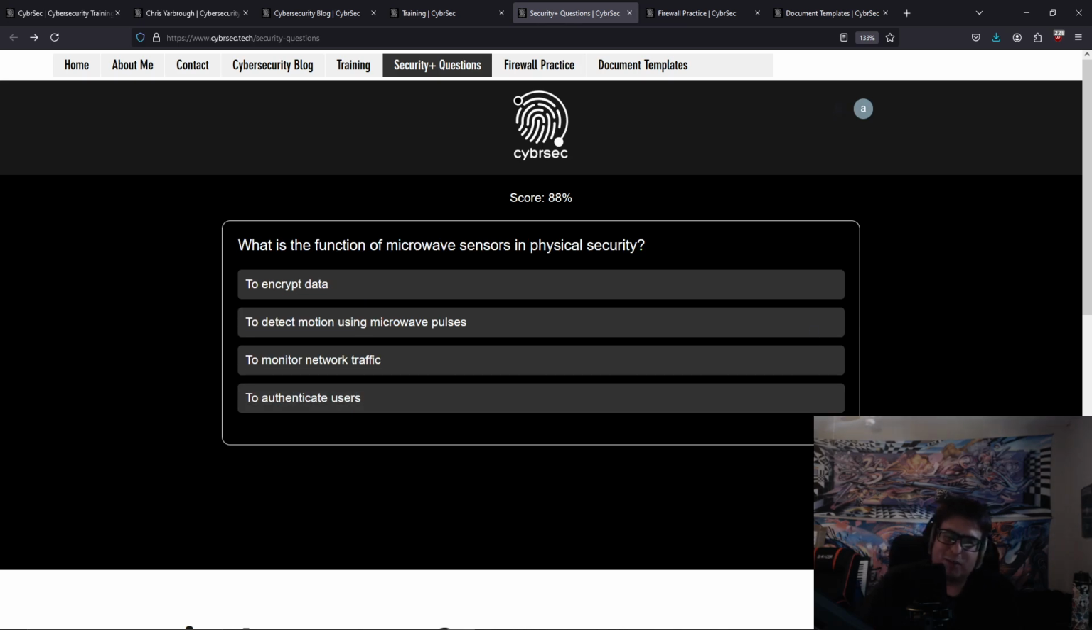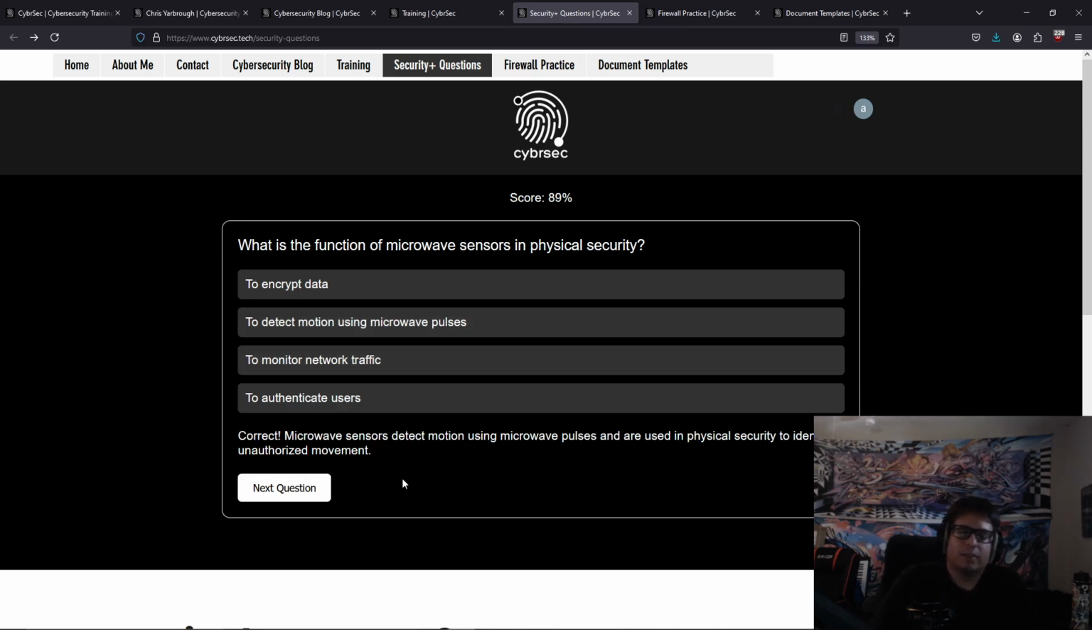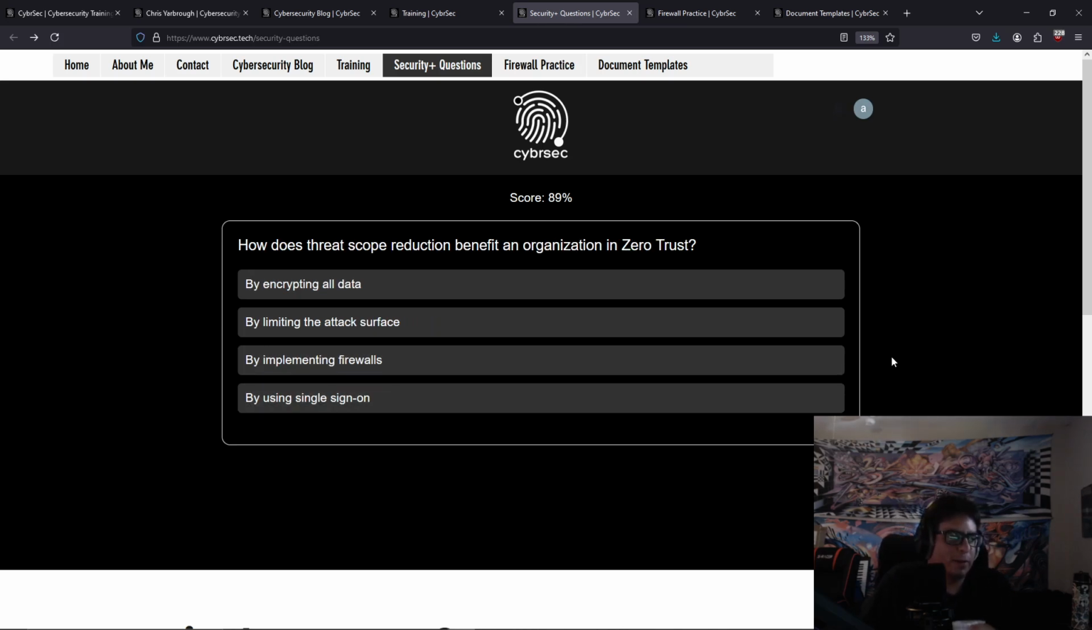What is the function of microwave sensors in physical security? To detect motion using microwave pulses. It doesn't have to do with network traffic or encrypting data or authenticating users. It's detecting motion. Microwave sensors detect motion using microwave pulses and are used in physical security to identify unauthorized movement. How am I doing, guys?